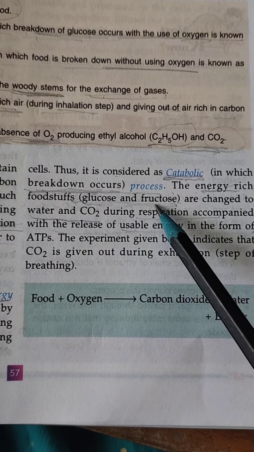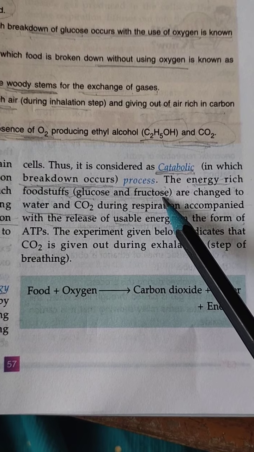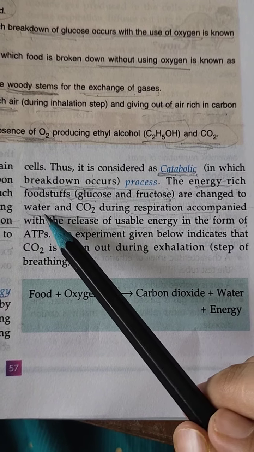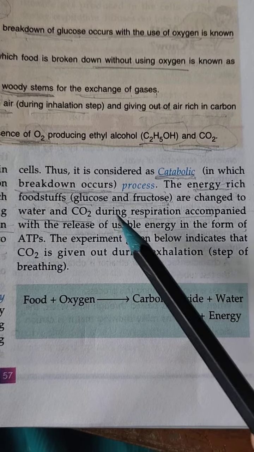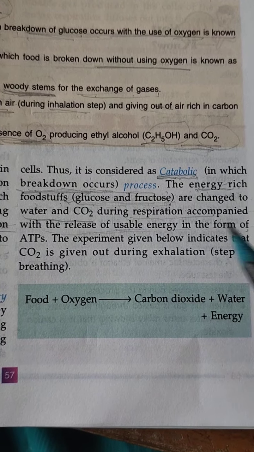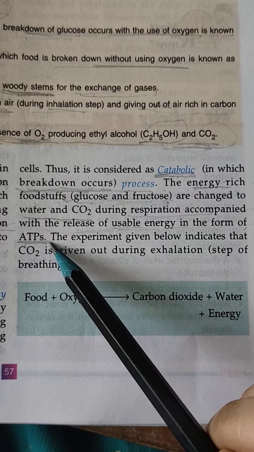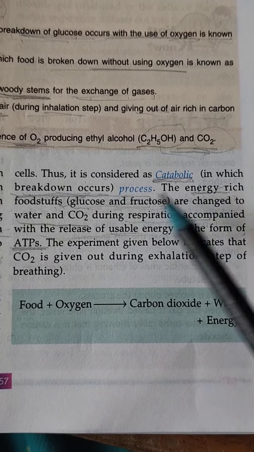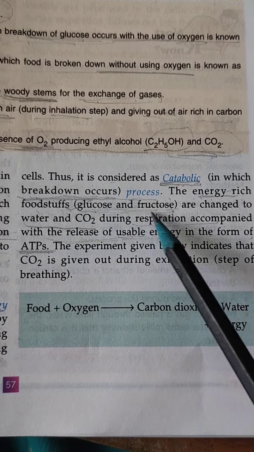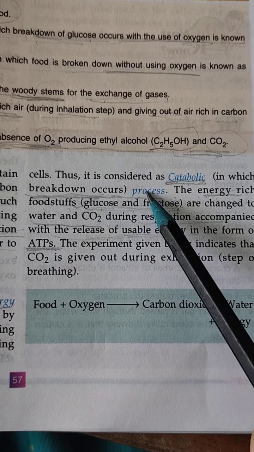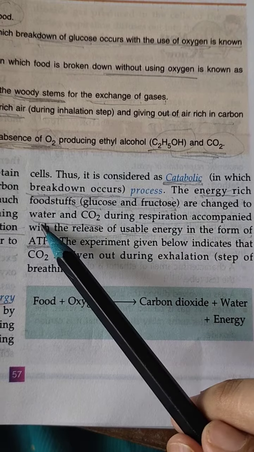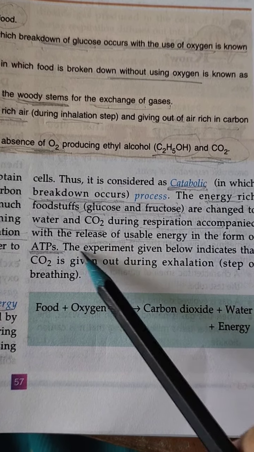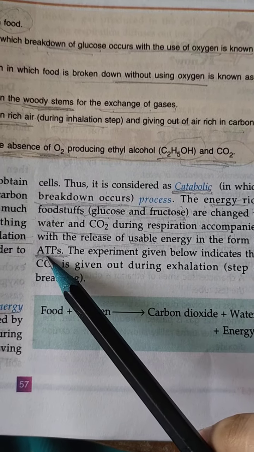So by the process of respiration, these are changed to water and carbon dioxide. Okay, and then they release the energy in the form of ATPs. ATP is the main source of energy. So in the process of respiration, the digested food or the food that we take, that is carbohydrate, that is glucose and fructose, is changed into water and carbon dioxide and releases energy in the form of ATPs.